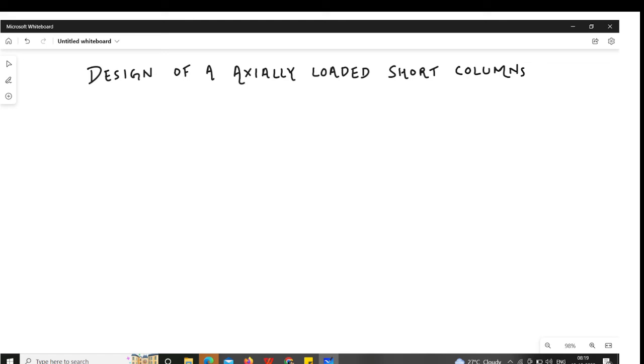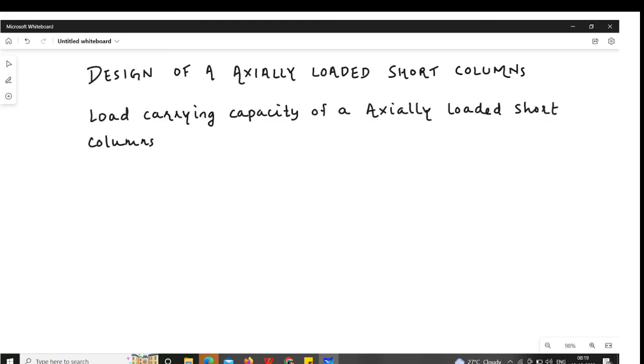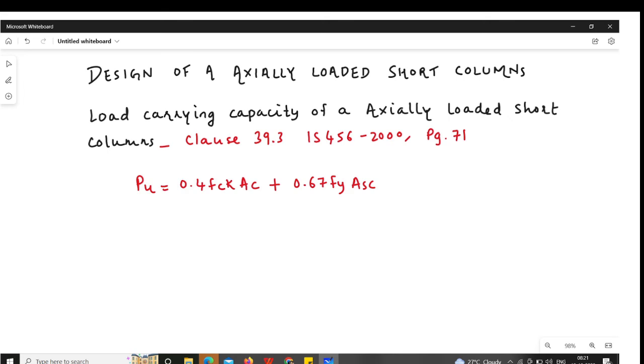With regards to design of an axially loaded short column, IS 456 2000 has given one formula, which is about the load carrying capacity of the column, in clause number 39.3, page number 71, IS 456-2000. What is that formula? That formula is PU equal to 0.4 FCK AC plus 0.67 FY ASC, where AC is area of the concrete in column and ASC is area of steel in column.